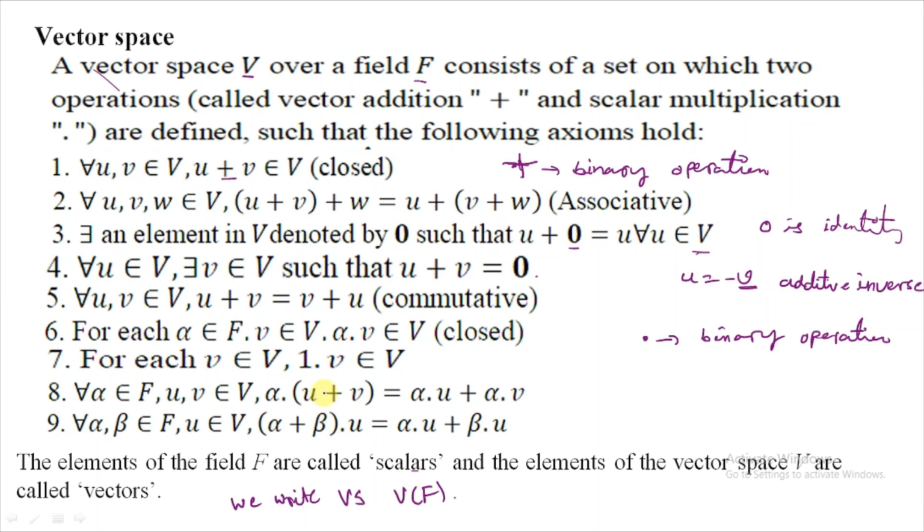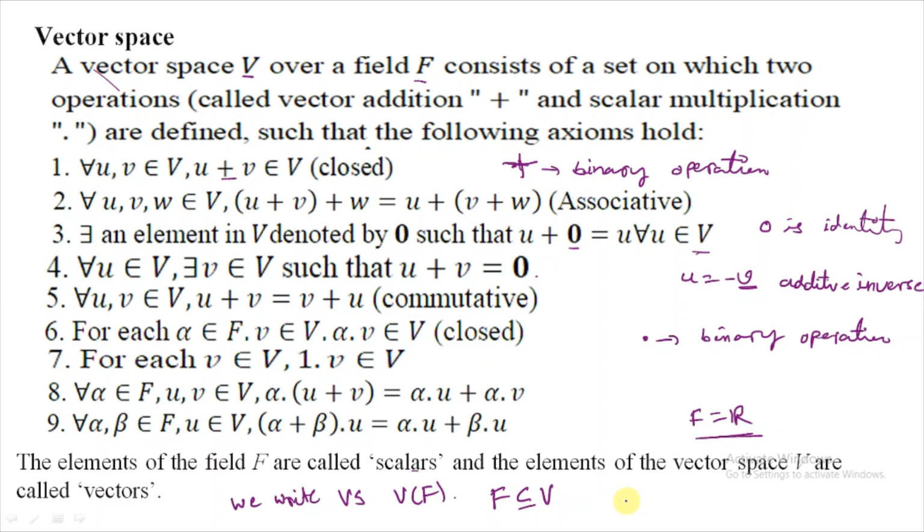Now observe one more thing. Alpha dot v belongs to V, where alpha belongs to the field and v belongs to V. That means the scalar product lies in the vector space, so the field is always a subset of the vector space. The vector space is a superset of the field. In this course, mostly we are taking the field to be the real numbers.